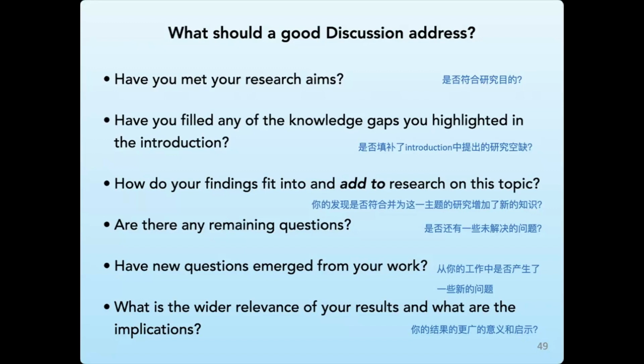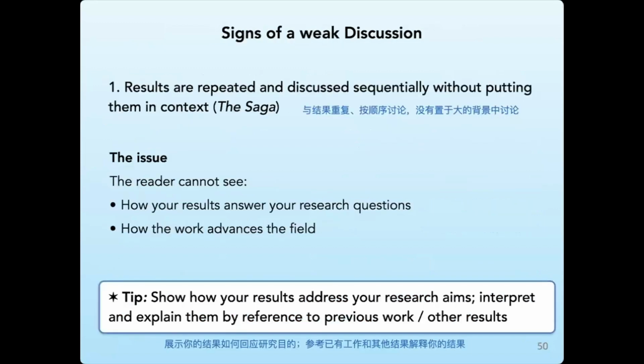So one way of thinking about this is, if I can't explain a result, is this a new question that needs to be answered with a follow-up study? I'll come back to that in a moment. What I'd like to do first is show you signs of a weak discussion.